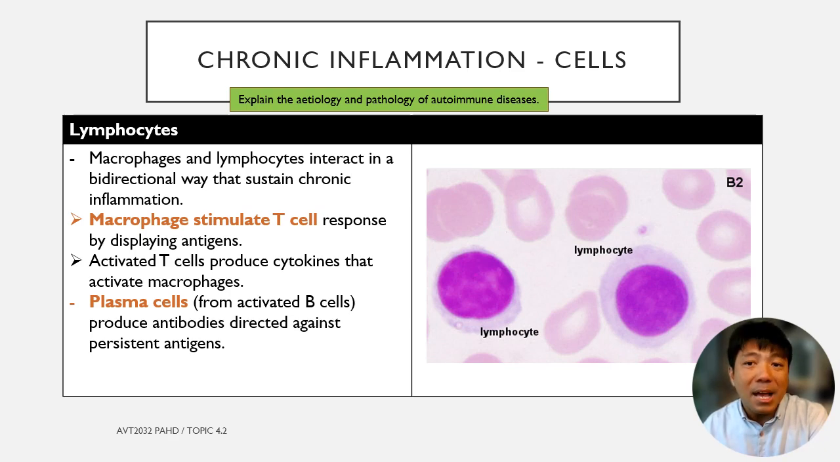The plasma cells that derive from the activated B cells produce antibodies that target persistent antigens. This immune interaction is crucial to sustain chronic inflammation, particularly in autoimmune disease, where the body's immune system attacks its own tissue.